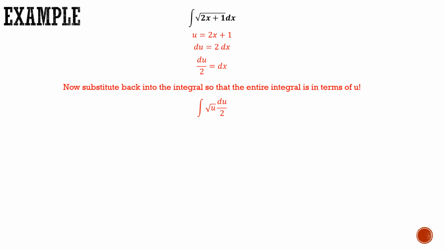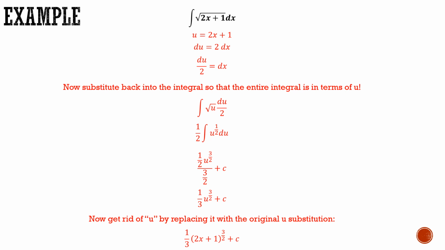Now I can pull that 1/2, the over 2 part, out, and I get 1/2 u to the 1/2 du. From there I integrate, so we know that for u to the 1/2 you simply add 1 and divide by the new exponent, so I get 1/2 u to the 3/2 over 3/2 plus c. Now I want to clean that up, so I'm going to keep, change, flip, and when I do that, I'm going to end up with 1/3 u to the 3/2 plus c. And then again, I don't really want that u in my problem because I didn't start with the u. I started with x, so I need to go back and plug the x back in for u. So I get 1/3 (2x plus 1) to the 3/2 plus c.